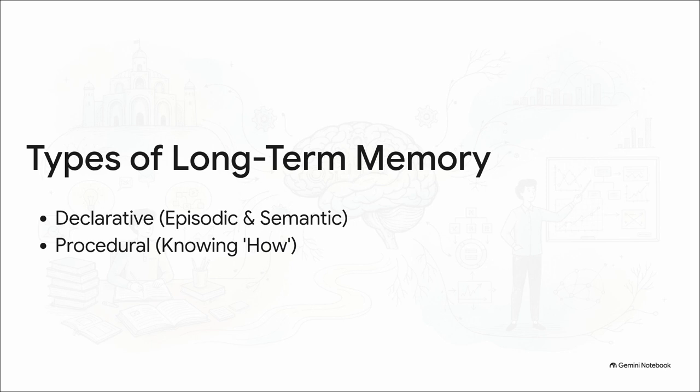On the flip side, we have procedural memory. Think of this as knowing how. This is remembering how to physically perform a skill or action, like exactly how to hold a pencil or form letters on a page. So just remember, declarative is for facts, and procedural is for skills.